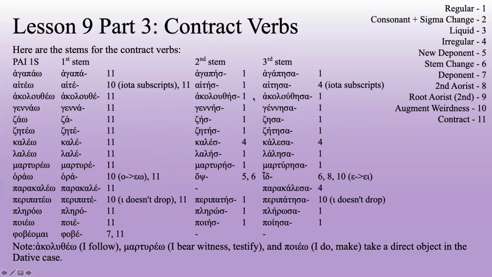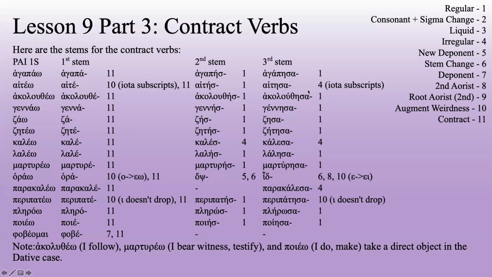So here are the stems for the contract verbs. They are all almost completely regular. You'll notice there are a few exceptions. I'll point them out as I go. There's a key over here on the right to this numbering system, which I believe you've seen before. Anything with a 1 is regular. Anything with an 11 is contract. Those are going to be the two things we're going to see the most here.